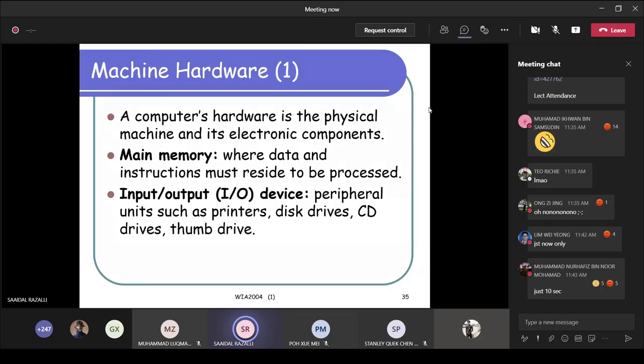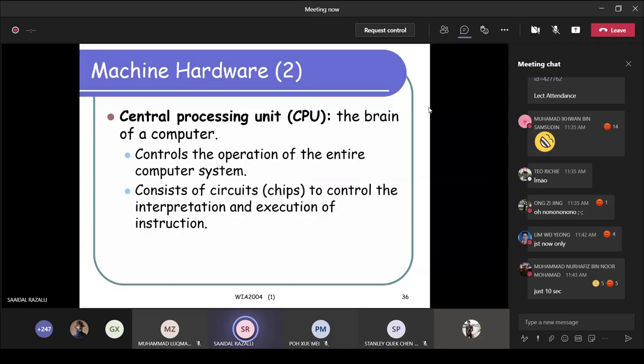So a computer's hardware is the physical machine and electronic components: main memory, where data and instructions must reside to be processed, and input-output devices, peripheral units such as printers, disk drive, CD drive, thumb drive. All the instructions to control the hardware must reside in the main memory. And then you have the central processing unit, the brain of the computer, which controls the operation of the entire computer system. It consists of a circuit of chips, meaning a lot of transistors, to control the interpretation and execution of the instructions.